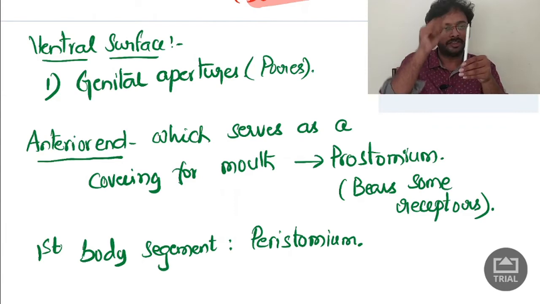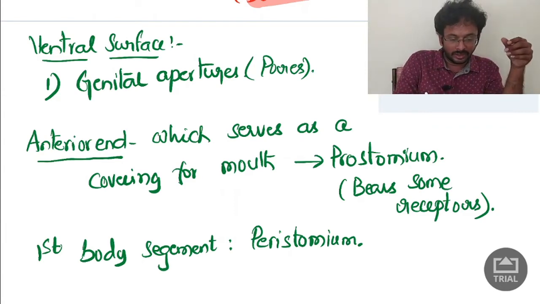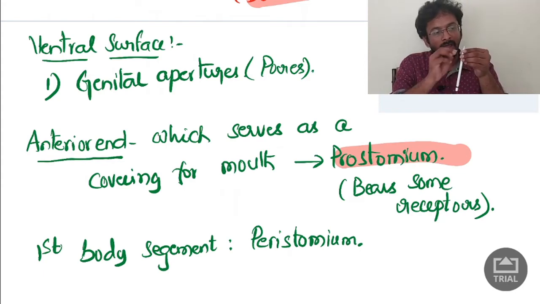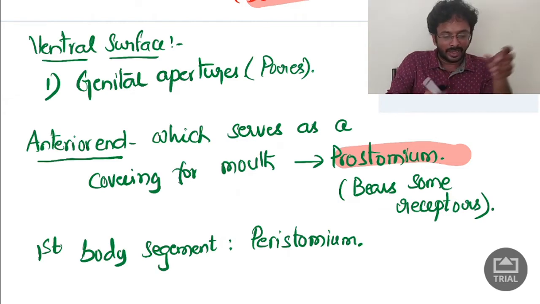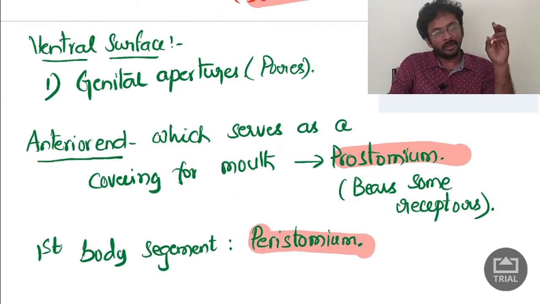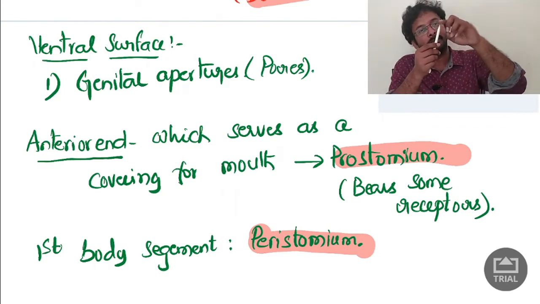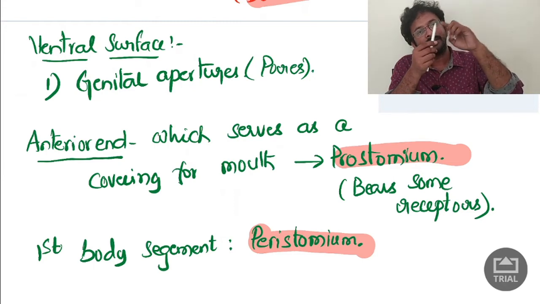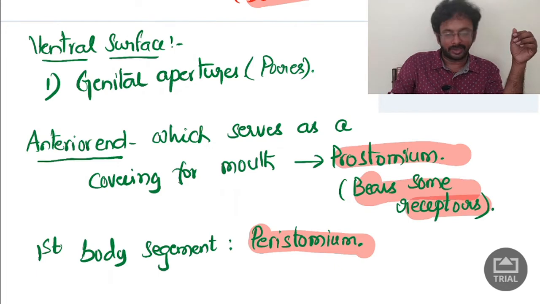This is the tip of the earthworm, and the anterior part of the earthworm is known as prostomium. This prostomium has some receptors. The first segment is called peristomium. The anterior end of the earthworm which covers the mouth is called prostomium. The first segment is called peristomium. Prostomium bears some receptors.